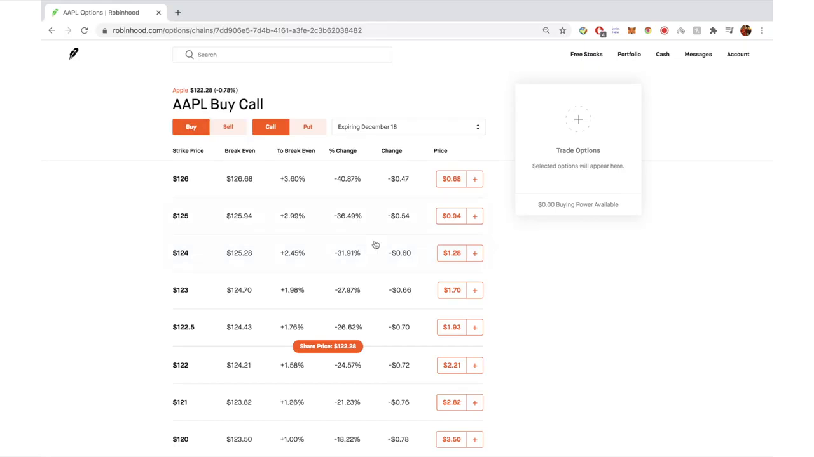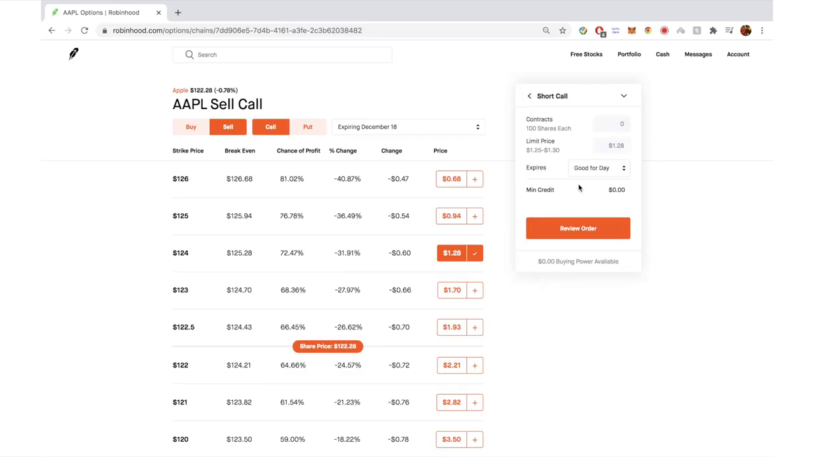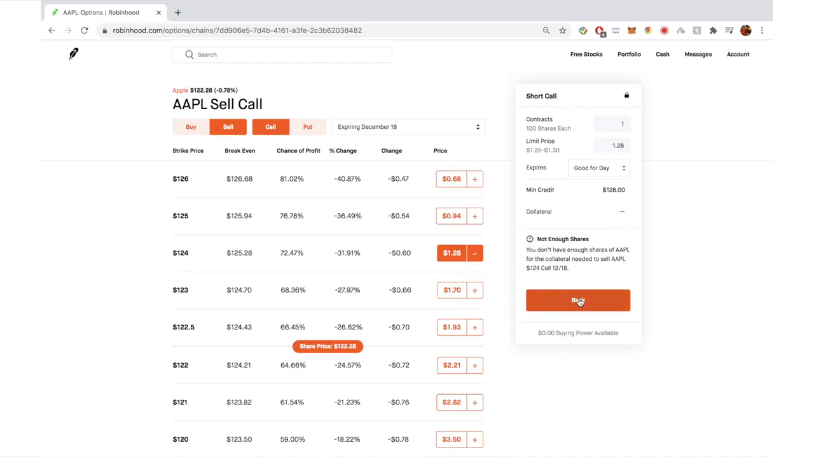So for the person who's buying it, the 1.28 is how much they have to pay. So if you want to sell a 124 call, you just have to click this and then continue. You're selling one contract, so it's $128, all right? And then you review the order, and then I don't have enough shares, so I cannot do it. So you can only do it if you have 100 shares of Apple.